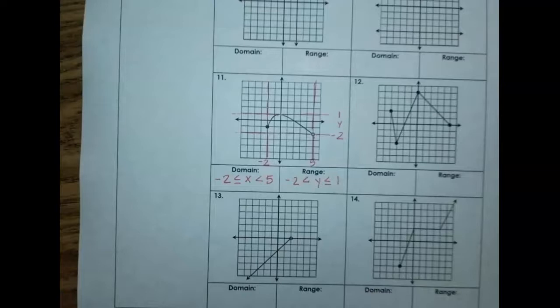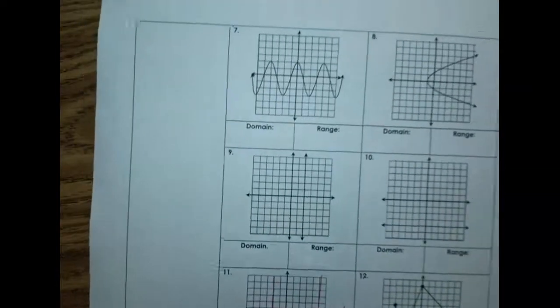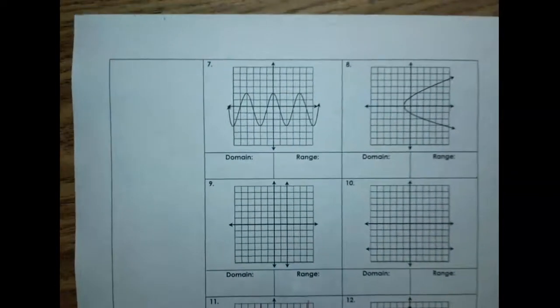So this just narrows it down and gives you an idea of where the graph is located and what it's going to look like. So I'll do one last one for you, and then you'll finish the rest on your own. We'll look at number 7.